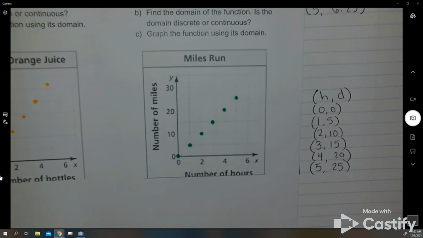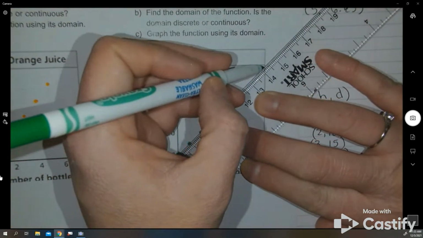Now, because we decided that it is possible for him to run part of an hour, and we said it's continuous data, we are going to connect these dots with a line.